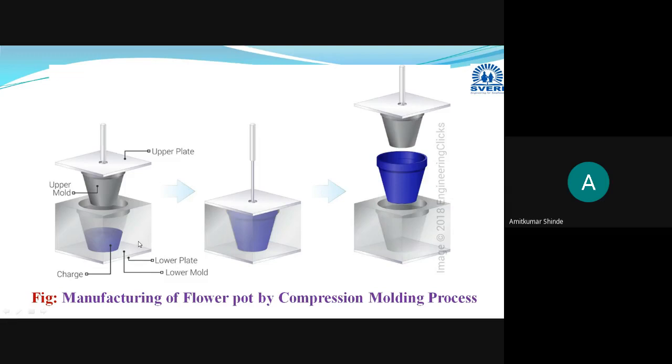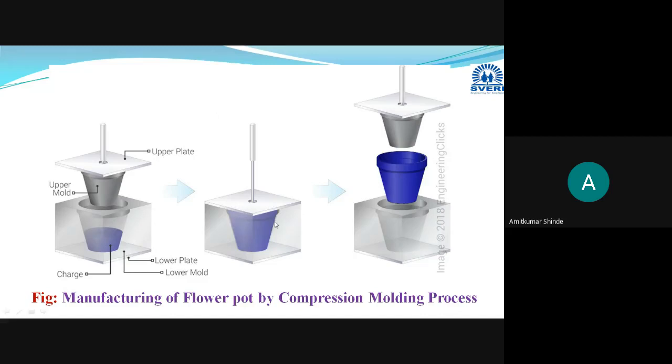Then it is heated, and after heating, the pressure is applied by moving this upper mold in the downward direction in the second stage. First the charge is taken, then in the second stage pressing is done, and you have to give some time. In this second stage pressure is applied, and you have to give some time so that the softened material will harden. After some time it will harden to get the shape of that cavity provided.